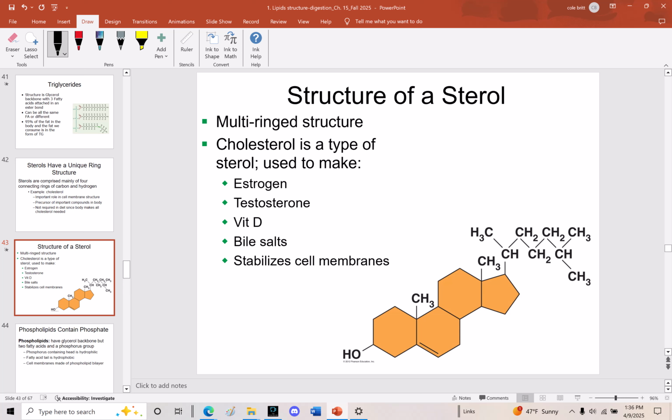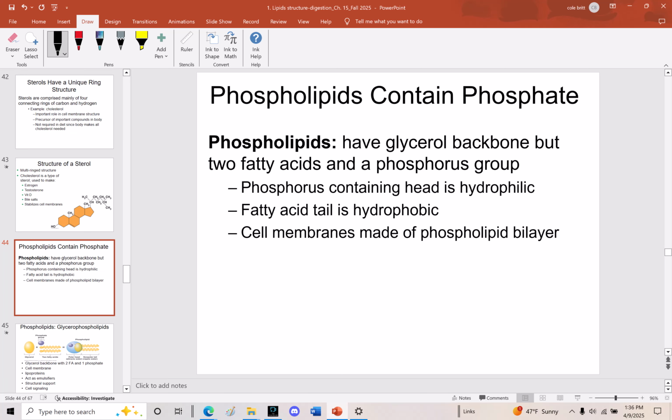All right. So you should be able to now tell the difference between a triglyceride and a cholesterol, or sterol. Now we're going to look at the structure of phospholipids. So phospholipids contain a phosphate. So phospholipids have a glycerol backbone again. So again, we're going to start off with a glycerol backbone, which is 3 carbons. But phospholipids only have 2 fatty acids attached to the glycerol. And on the third one, they have a phosphate group.